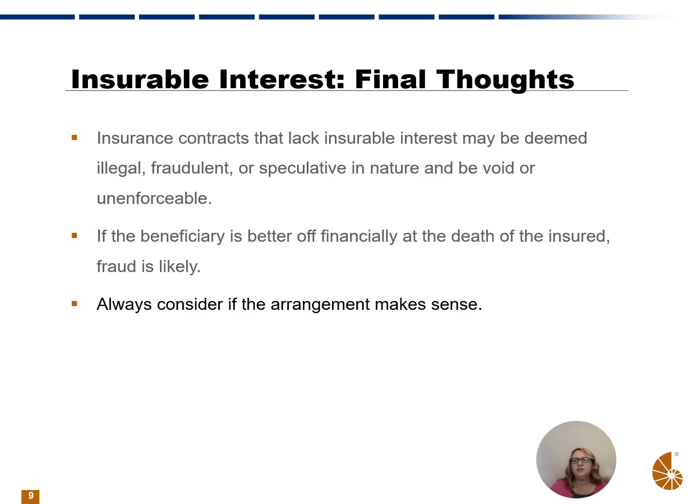So just to wrap up, the insurable interest should be established on each and every file. If the beneficiary would be better off at the insured's death rather than made whole, fraud is likely. And always make sure that the arrangement makes sense. That's kind of the basic tenet of any underwriting decision.